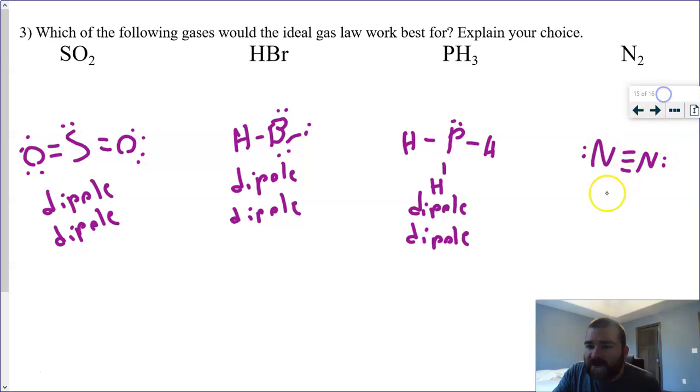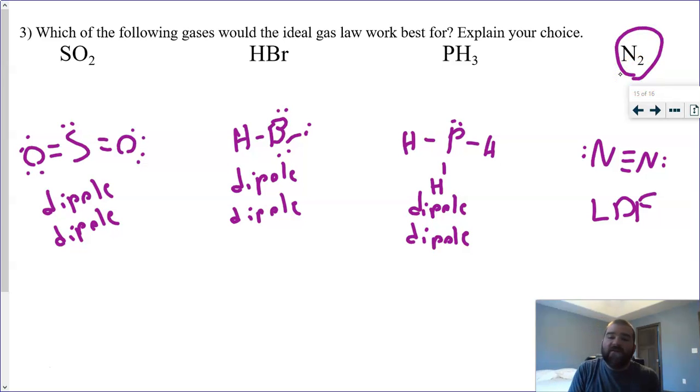What type of intermolecular forces does this one have? LDF. Nothing but London dispersion forces. That's your guy. So, again, the whole ideal gas law concept, what are we looking for? We're looking for gases with very weak intermolecular forces. Wimpy ones. Almost non-existent ones.